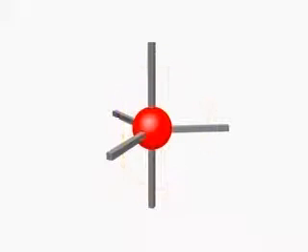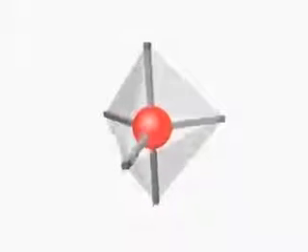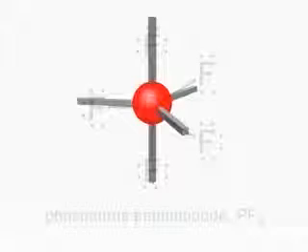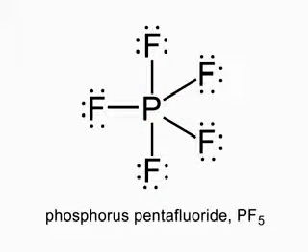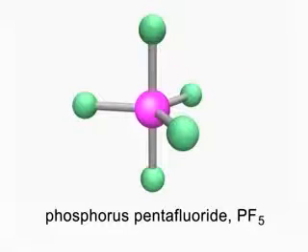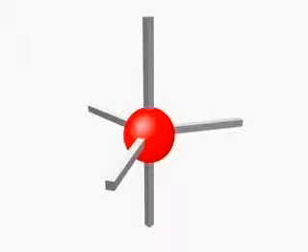Five electron groups minimize repulsions when they point to the corners of a trigonal bipyramid. Here we find two ideal bond angles. Equatorial groups lie 120 degrees apart, and axial groups lie 90 degrees away from equatorial groups. When phosphorus reacts with excess fluorine, the trigonal bipyramidal molecule phosphorus pentafluoride forms. Once again, when lone pairs are present, different shapes result.